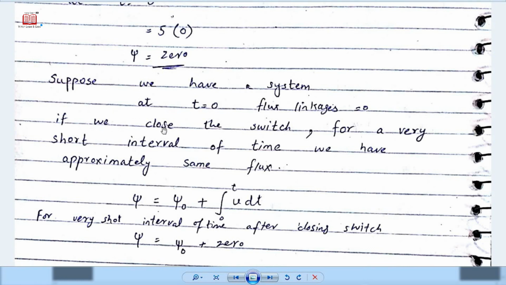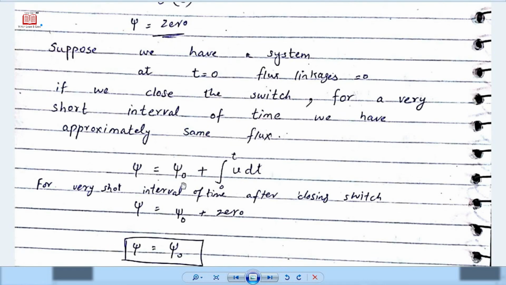So we can say that if we close the switch for a very short interval of time, we have approximately the same flux as before the switch. Overall flux depends upon the flux prior to the switching time period, that is constant, it is given to you, plus the integral from 0 to t. At time t0, or just after a very short interval of time after closing the switch, this is 0. Understood? This term is 0 and this is given to you.